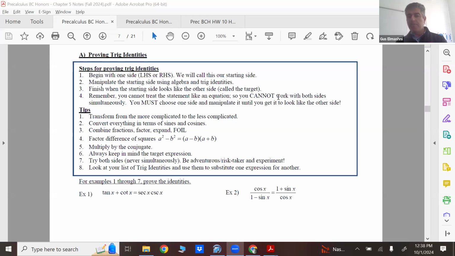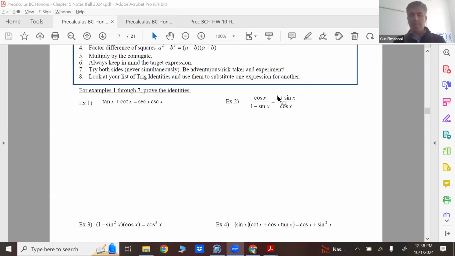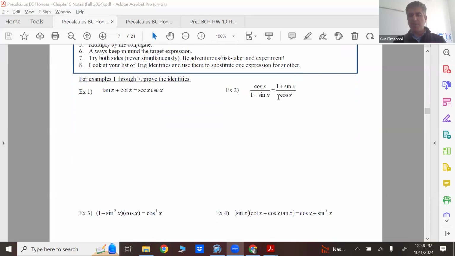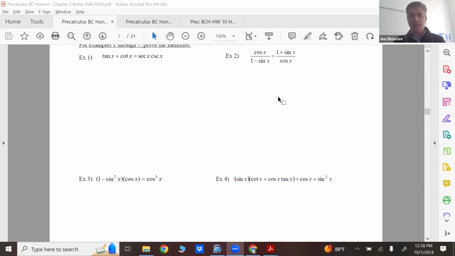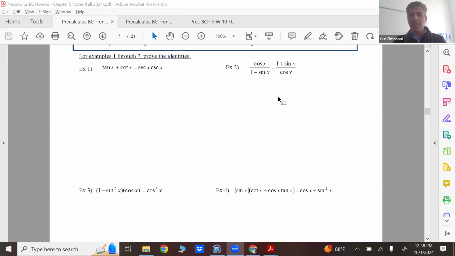So anyway, that's what's happening here. It does say try both sides, never simultaneously. That's because mistakes could happen. I don't think we need to do that. I think we're just going to work on one side. And sometimes it may not be obvious which side is more complicated. In fact, it might be a tie, and it might be fine either way.